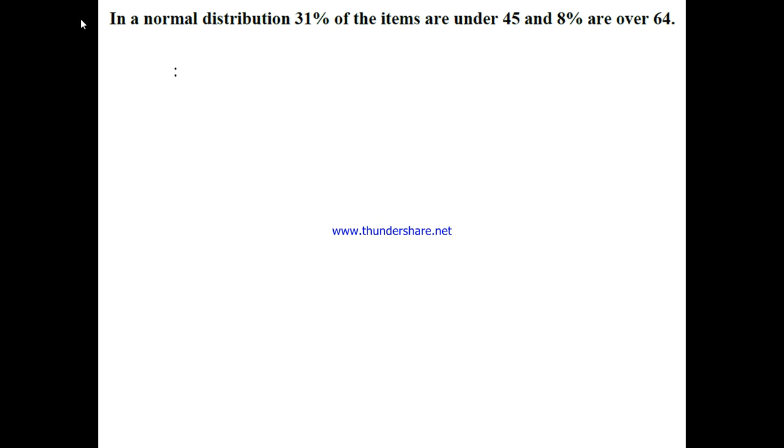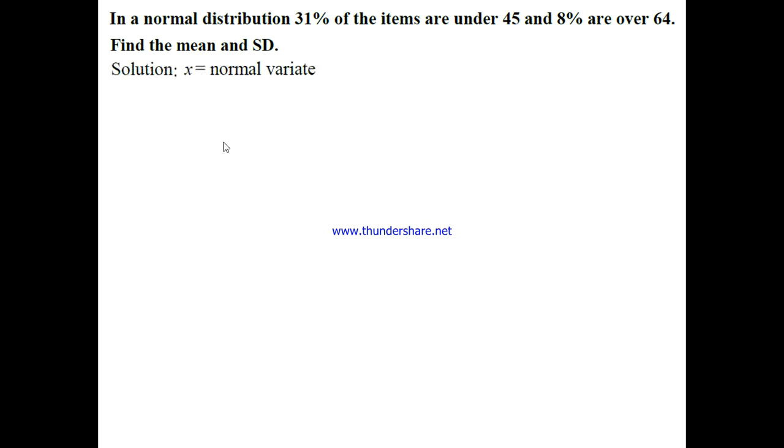The problem is: in a normal distribution, 31% of the items are under 45 and 8% are over 64. Find the mean and standard deviation. The difference between the previous problem and this one is that in our previous problem, the mean and standard deviation were the given data, and by using that we were finding P of X. But in this case, the P of X values are already given. Based on these given values, we have to find the mean and standard deviation of the distribution.